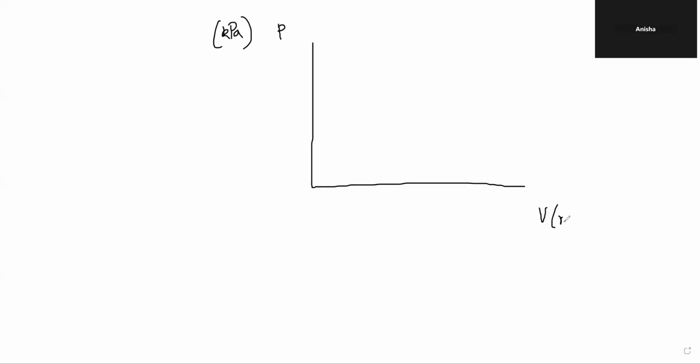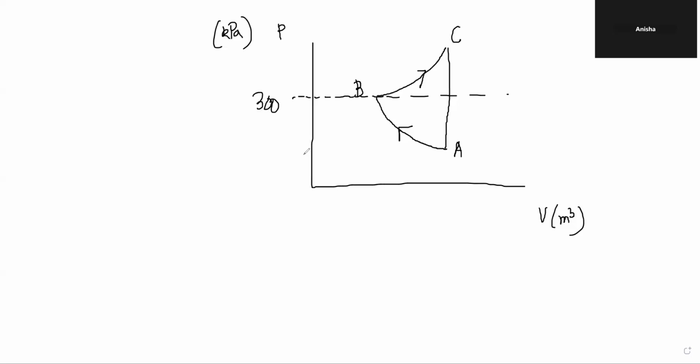This is the diagram. Pressure is in kilopascal, volume is in meter cube, and the points are B, C, A. This level has been marked as 300 and this level is at 100. And here this is 0.8.